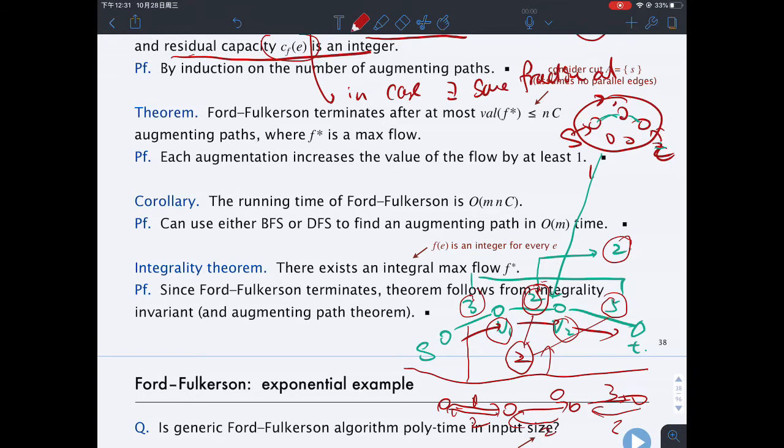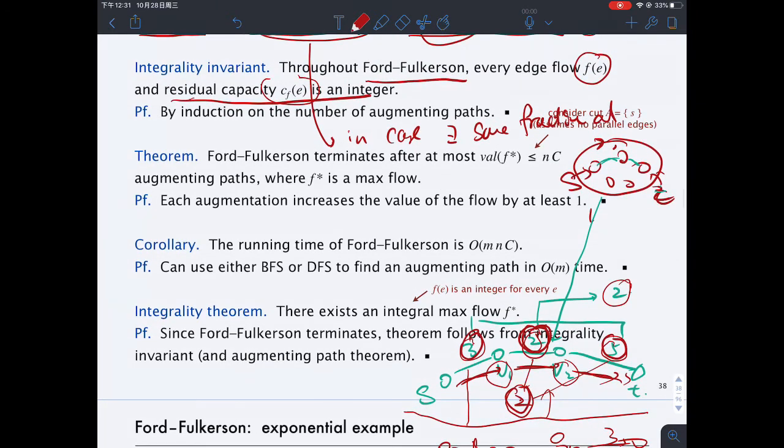But the key message here is that if you look at all the numbers here, if we start with integers, then our operations are all at the integer level. When we update the flow, we are going to push an integer flow from left to right. And when we compute the new residual graph, integer minus integer is still going to be an integer. That means we do have the so-called integrality invariant, which basically says that throughout the whole algorithm, all the edge flows and the residual capacities are always integers.